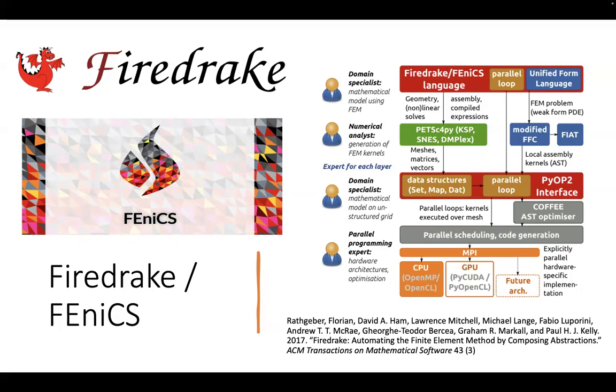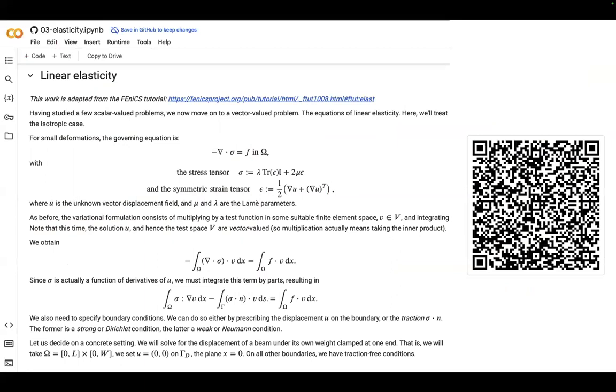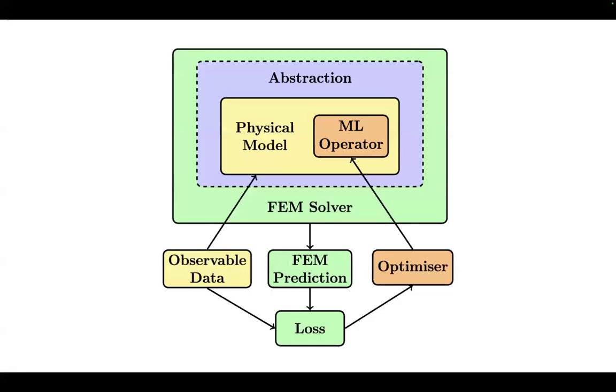And then it does all of the magic to generate an efficient parallel finite element solver. I don't have the time to go much into the details, otherwise I would have shown you an example, but if you are interested, you can use a QR code to go to this Colab Jupyter Notebook and try some examples of Firedrake yourself to solve an elastic problem.